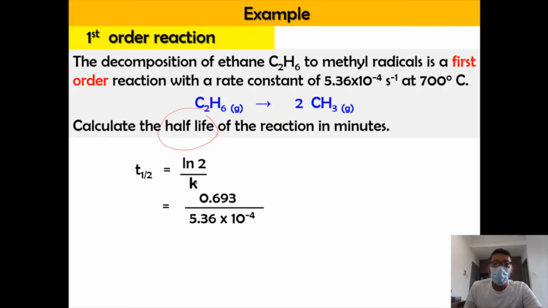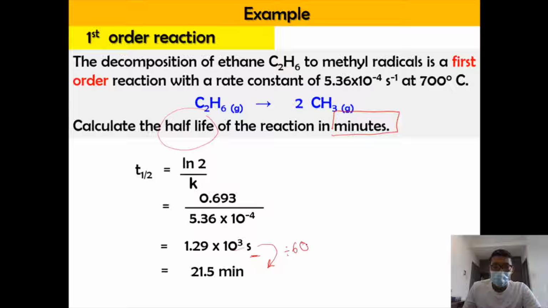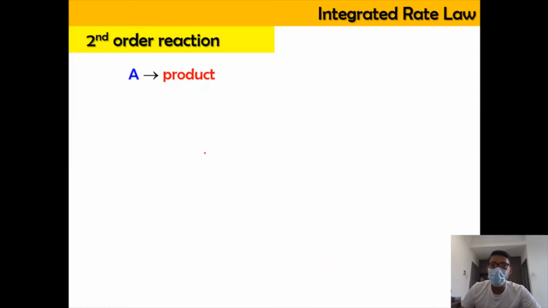So ln 2 is, as you plug in the calculator, you get 0.693. k is given here, 5.36 times 10 to the power of negative 4 per second. So you will get 1.29 times 10 to the power of 3. But remember, they asked us to find it in minutes, and here it is in seconds. So to convert seconds to minutes, you will need to divide by 60. So you will get 21.5 minutes.